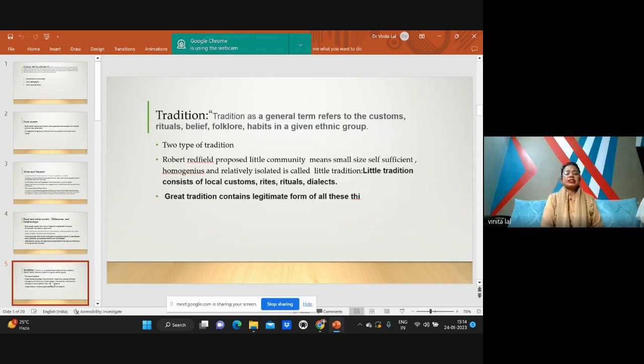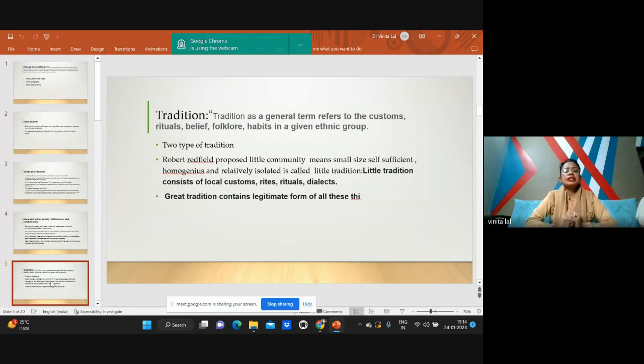Now we come to tradition. Tradition is a very general term, and as a layman we can say it covers custom, ritual, beliefs, folklore, and habits in a given ethnic group. But one sociologist, McKim Marriott, says that the relation and ceaseless interaction between urban and rural society is called tradition. Tradition is not a custom. Tradition can change from generation to generation.